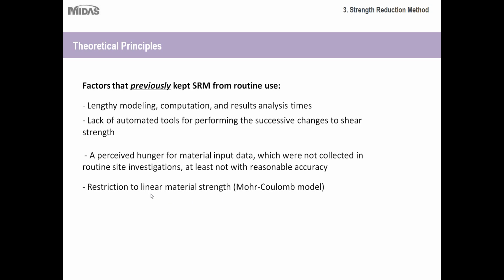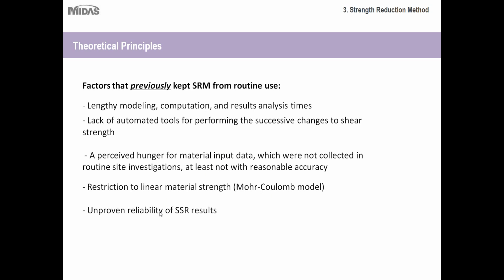Also, there was a restriction to linear material strength, or the Mohr-Coulomb material model. So another reason engineers were hesitant to use this method was because they had to rely on the Mohr-Coulomb model to do it. Naturally, if you're not experienced with a Mohr-Coulomb model, or if you haven't been introduced to it yet, you're hesitant to try it out. But now the Mohr-Coulomb model is being more and more prevalently used. A lot more engineers are starting to understand how to use it. It's something that's taught very commonly in universities now. So once again, if you understand the basics of the Mohr-Coulomb material model, you'll definitely be able to use the strength reduction method.